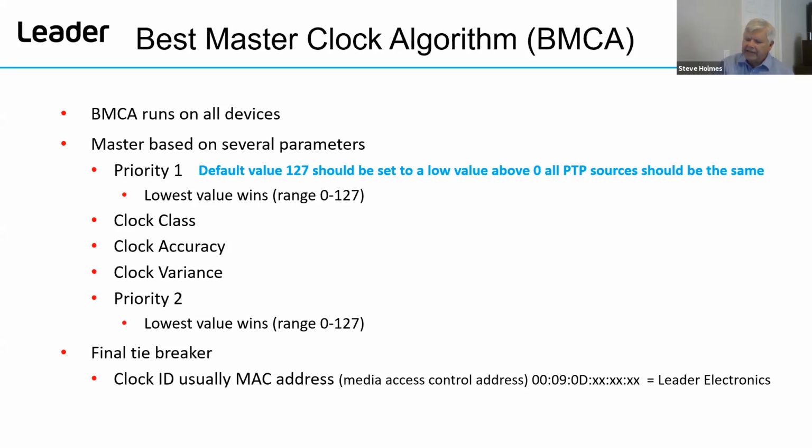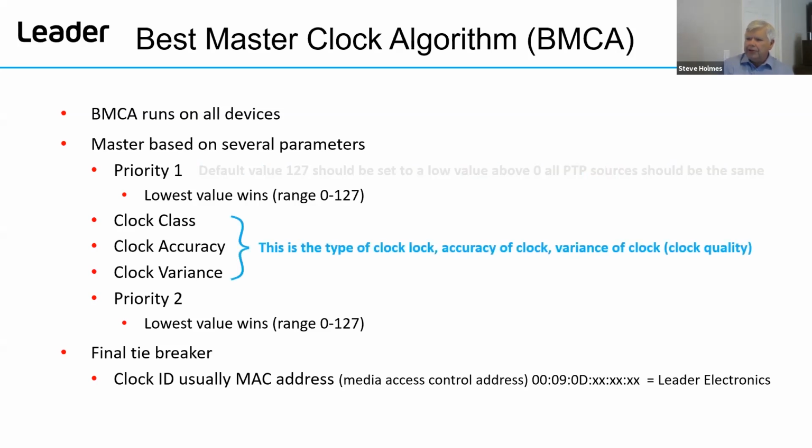So you want to be in control of that. You don't want something that's added to the network accidentally that turns on and comes up as a master to turn around and take over things. The centerpieces here, clock class, clock accuracy, and clock variance, will tell us what type of clock we're locked to, the accuracy of that clock, and how much that clock is moving around. Basically, it tells us the clock quality that we're locked to.